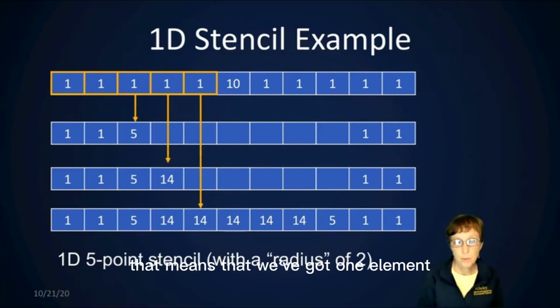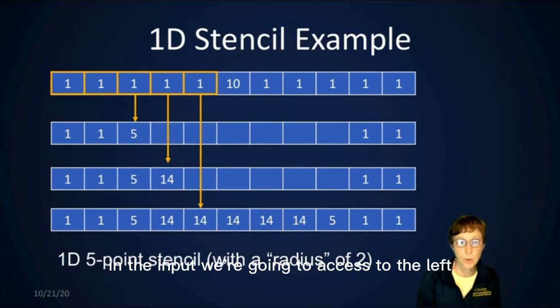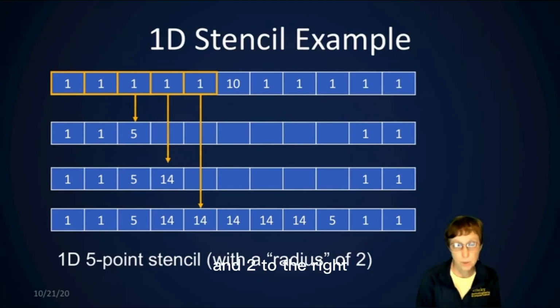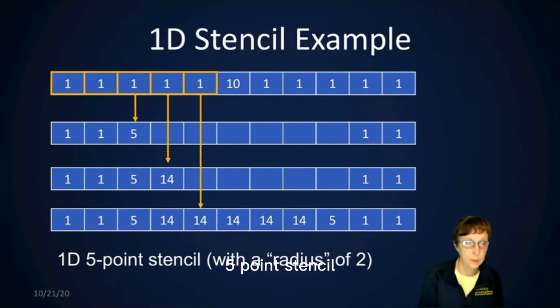That means that we've got one element that we're updating, and we're going to use that one from the input, and we're also going to write that one in the output. And then in the input, we're going to access 2 to the left and 2 to the right. So that gives us the radius of 2. So overall, there are 5 array elements involved in a 1D 5-point stencil.